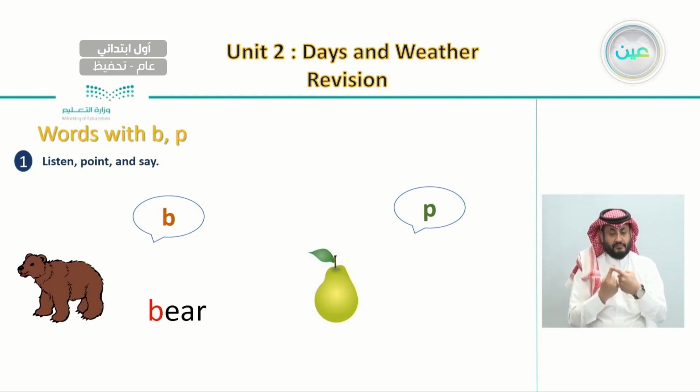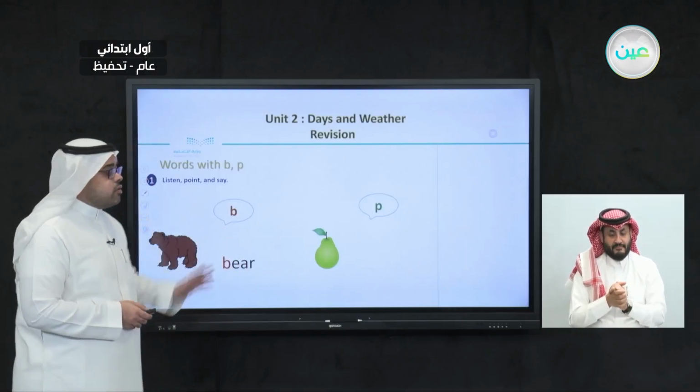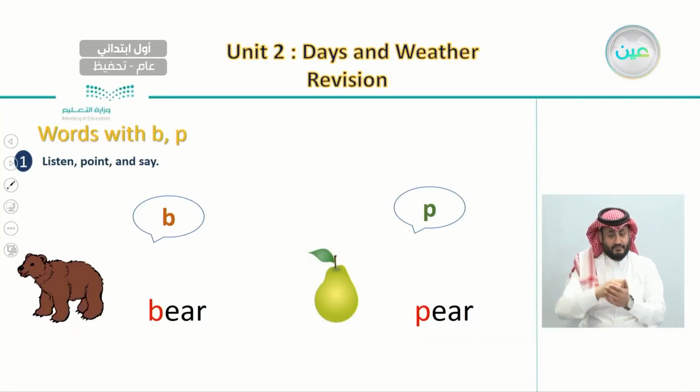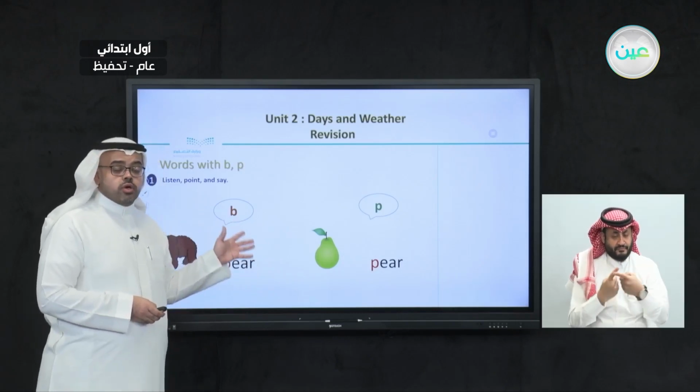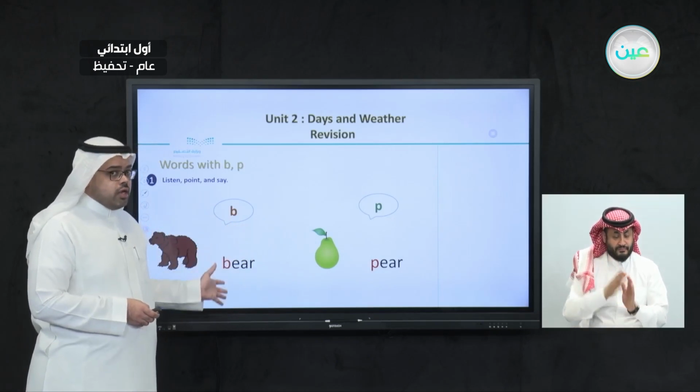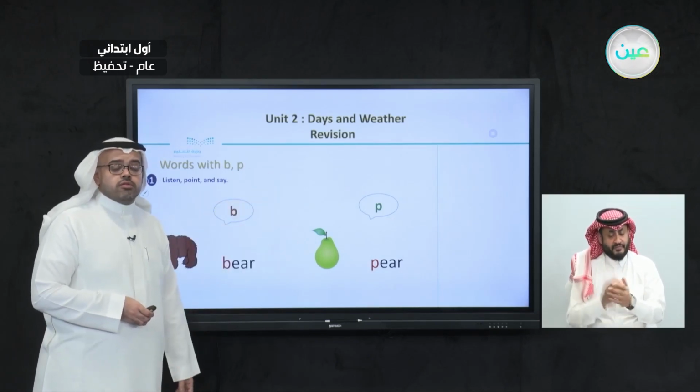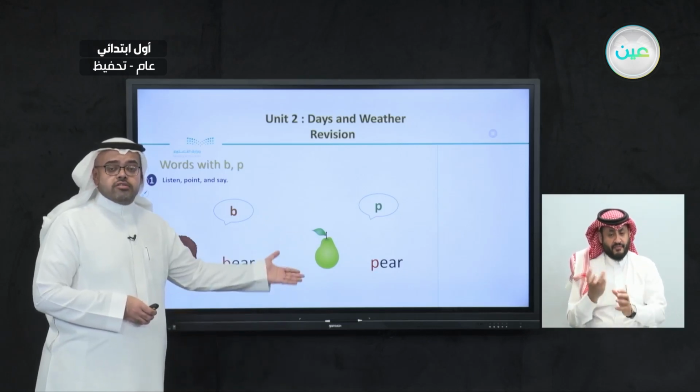So here the first word we have that starts with the letter B is the word bear. Bear. Say after me, bear. Now this word starts with the letter B, bear. Now let's listen to the second word, which is a fruit, and the fruit is called pear. Pear. Say after me, pear. So here we have these two letters. The first one starts with the letter B in bear, as the animal, and the second one starts with P as in pear, as in the fruit.